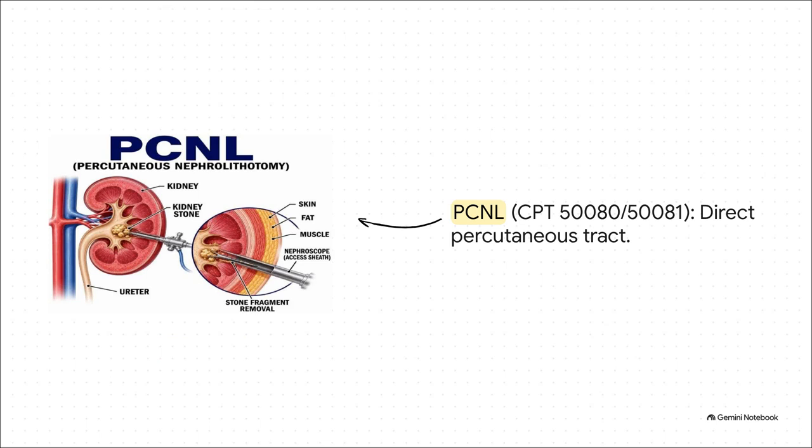And finally, we have percutaneous nephrolithotomy, or PCNL. This maps to CPT 50080 or 50081 depending purely on the stone size and complexity. See the direct nephrostomy tract established here? The surgeon has basically bypassed the lower urinary tract entirely, going straight through the skin and muscle directly into the renal pelvis. Now this is a highly invasive approach, and it's reserved for massive stone burdens or those really complex staghorn calculi that simply are not going to pass down the ureter.